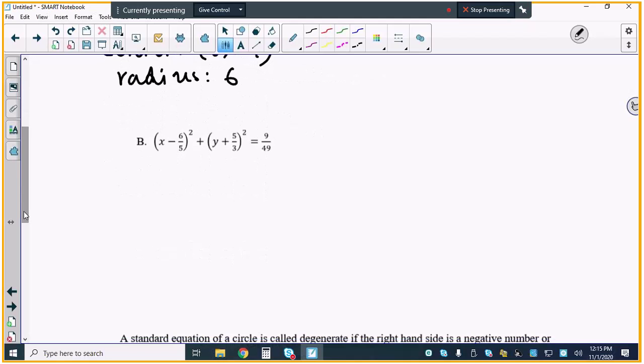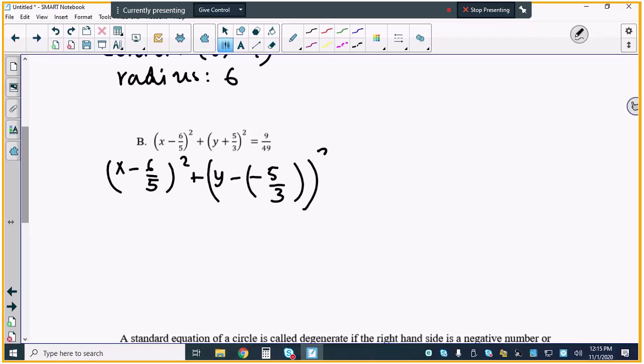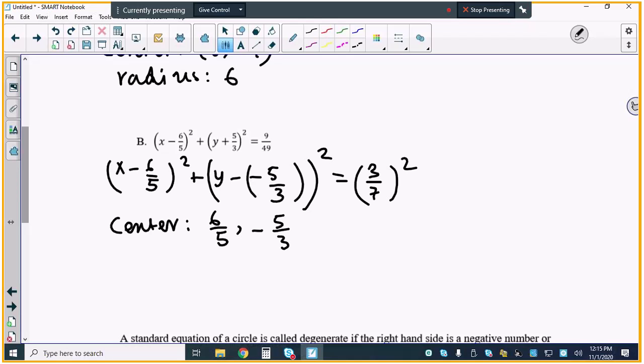Our next problem, pretty similar. Write it as (x − 6/5)² + (y − (−5/3))² = (3/7)². So the center of this circle in the standard form is given by (6/5, -5/3), whereas the radius of the circle is given by 3/7 units.